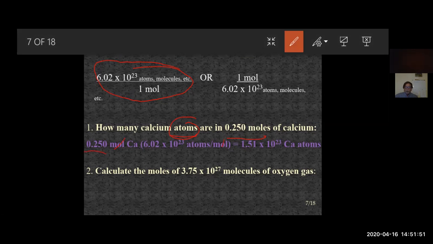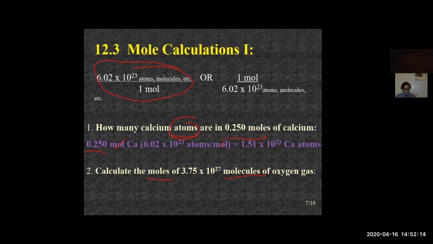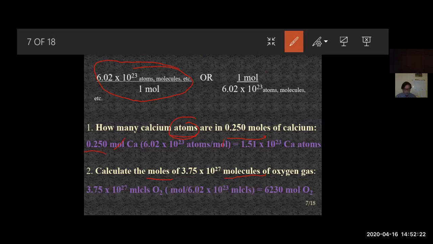Okay. The second question asks, calculate the moles if I have 3.75 times 10 to the 27th molecules of your gas. And it's looking for moles. So which one do you think I'm going to use? I'm going to use the one on the right, because I'm looking for moles, and moles is going to be in the numerator over here, and I'm given molecules.